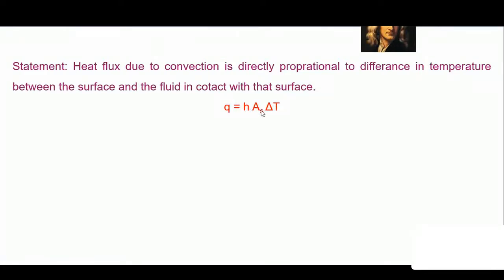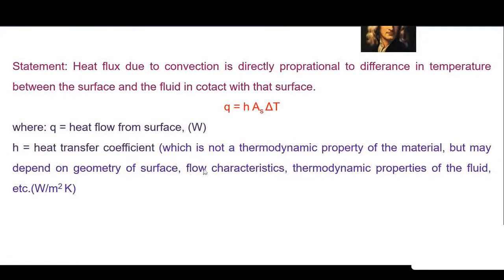From this equation, Q is directly proportional to the surface area. Q is also directly proportional to the temperature difference, and there is a constant of proportionality here. This constant of proportionality is called the heat transfer coefficient, or convective heat transfer coefficient, and it is denoted by h, where Q is the heat flow in watts. h, the heat transfer coefficient, is not a thermodynamic property like the thermal conductivity seen in Fourier's law of conduction, but it may depend on the geometry of the surface, which is very important, flow characteristics, thermodynamic properties, etc.